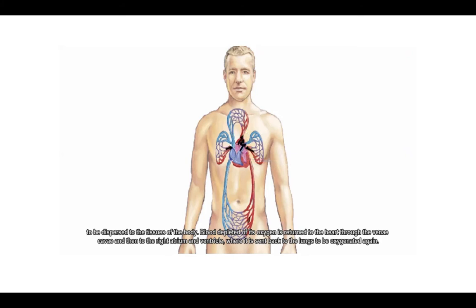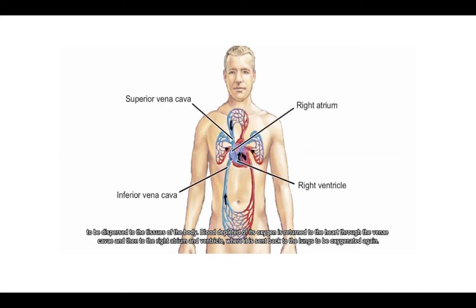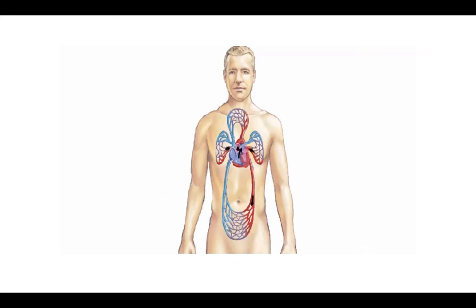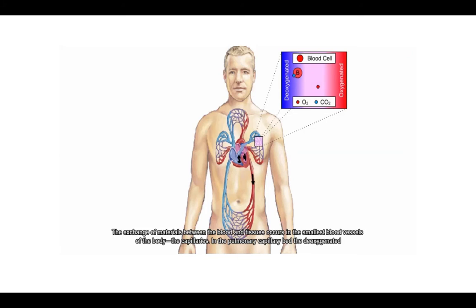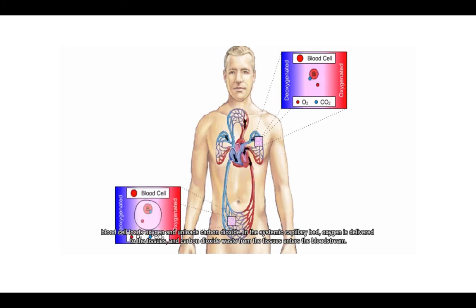Blood depleted of its oxygen is returned to the heart through the vena cava, and then to the right atrium and ventricle, where it's sent back to the lungs to be oxygenated again. The exchange of materials between the blood and tissues occurs in the smallest blood vessels of the body, the capillaries. In the pulmonary capillary bed, the deoxygenated blood cell loads oxygen and unloads carbon dioxide. In the systemic capillary bed, oxygen is delivered to the tissues, and carbon dioxide waste from the tissues enters the bloodstream.